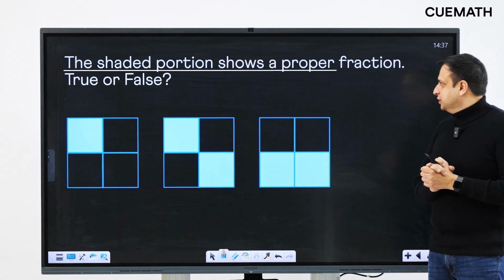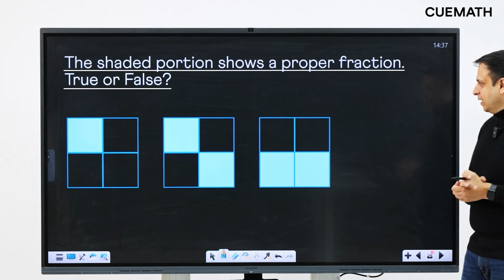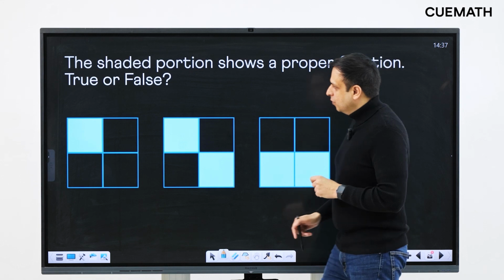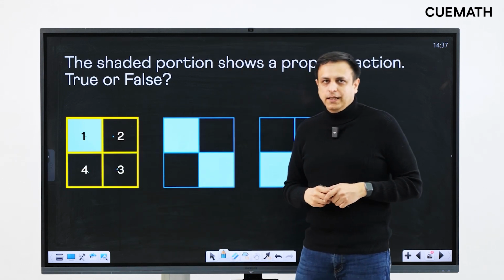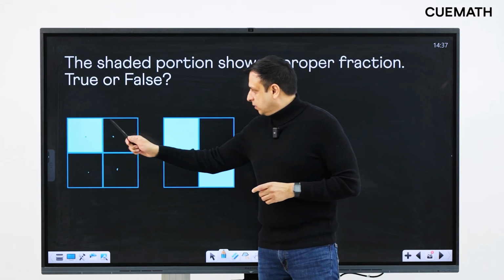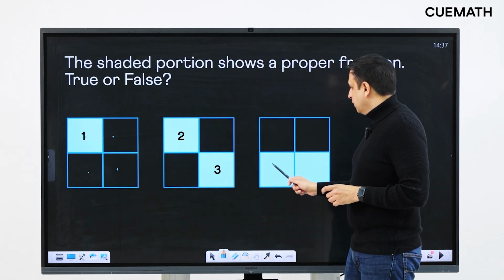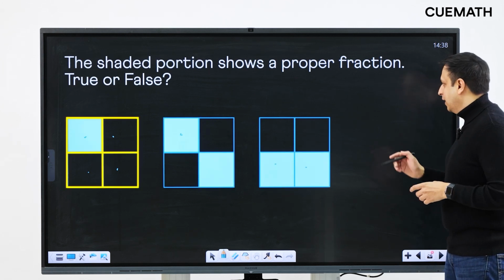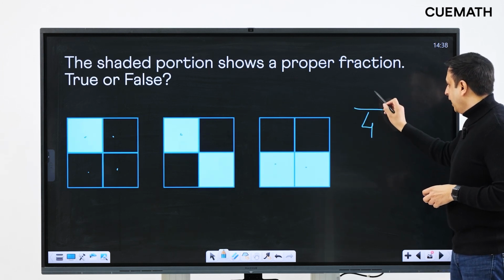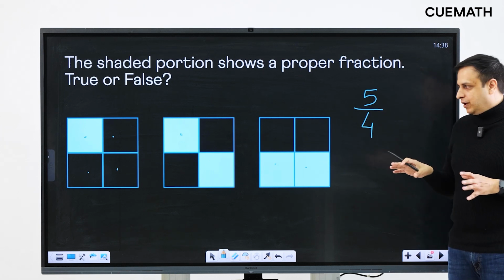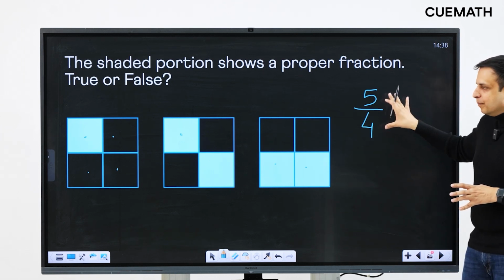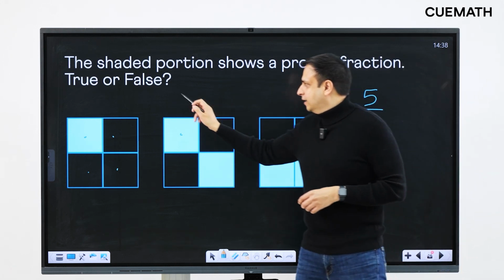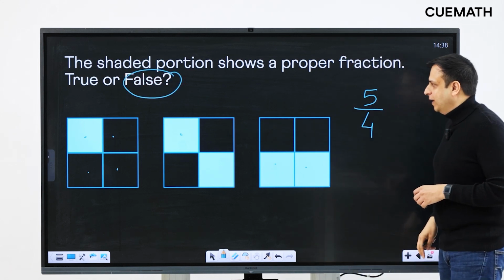Okay. The shaded portion shows a proper fraction, true or false. Once again, each of the squares is one whole, and each whole has been divided into 1, 2, 3, 4 equal parts. But how many parts have been shaded? Let's count them. 1, 2, 3, 4, 5. So 5 parts have been shaded, but there are just 4 parts in one whole. So our denominator will be 4, but our numerator will be 5. Therefore, the shaded region here is the improper fraction 5 over 4. It is greater than 1. So it is not a proper fraction, and therefore this statement is false as well.